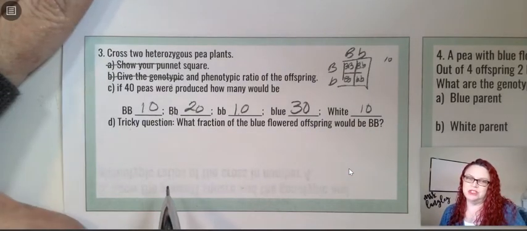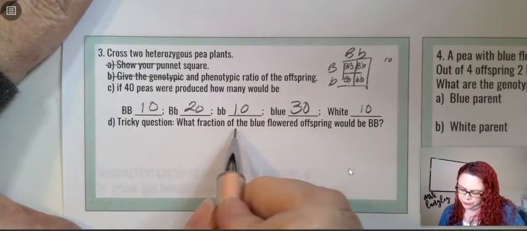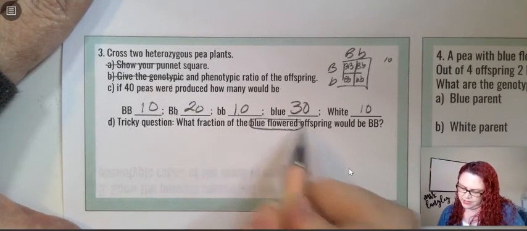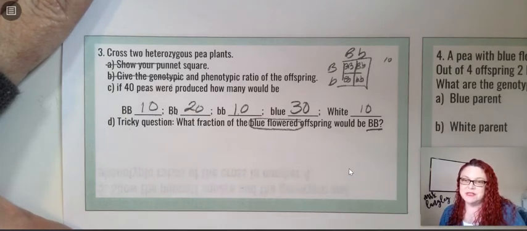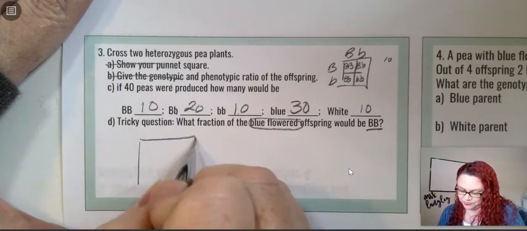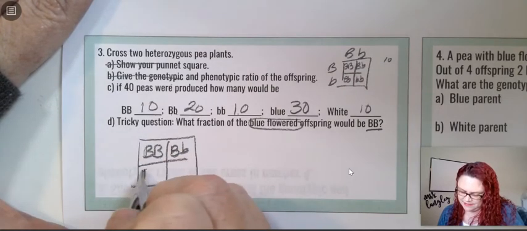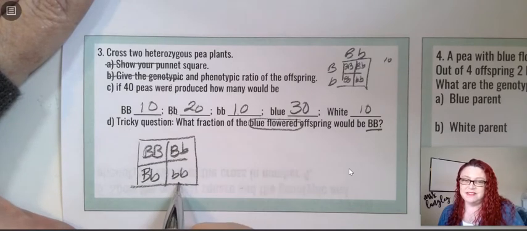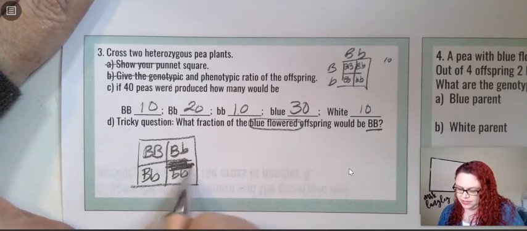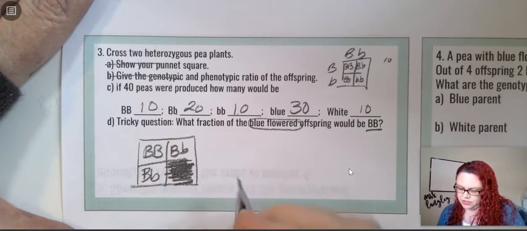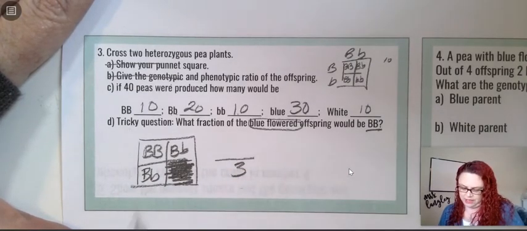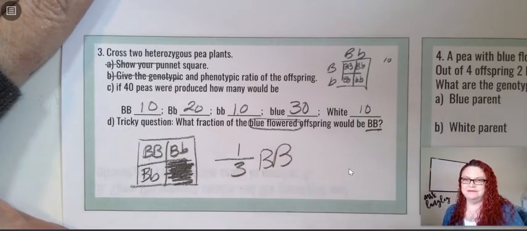Okay, now a tricky question. What fraction of the blue flowered offspring are this? Now, because it says blue flowered, I don't care about the white. I can only look at the blue. So I have these. And this box, that's white, so I don't want to even look at that box. That means I have 3 boxes left. So out of my 3 boxes, how many are homozygous dominant? That's 1. So our fraction is 1/3 that are homozygous dominant.